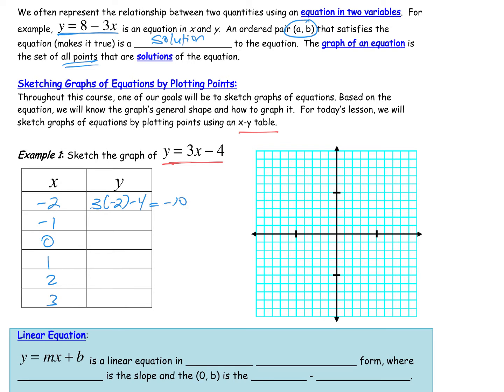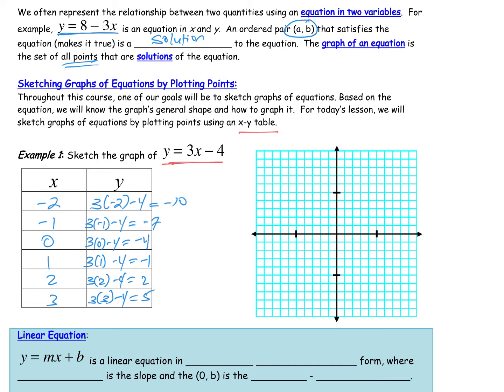When x is -1, I have 3 times -1 minus 4, so that's -3 minus 4, which is -7. When x is 0, I have 3 times 0 minus 4, so 0 minus 4, which is -4. When x is 1, I have 3 times 1 minus 4, so it's 3 minus 4, which is -1. When x is 2, I have 3 times 2 minus 4, 6 minus 4 is 2. And then when x is 3, I have 3 times 3 minus 4, 9 minus 4 is 5.